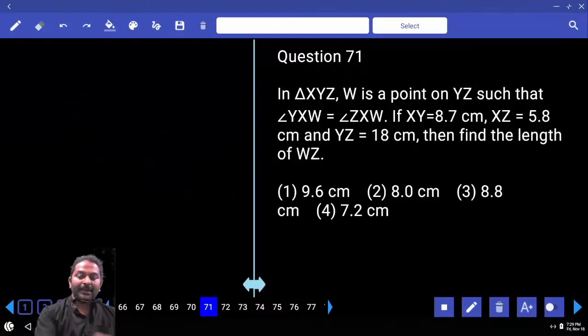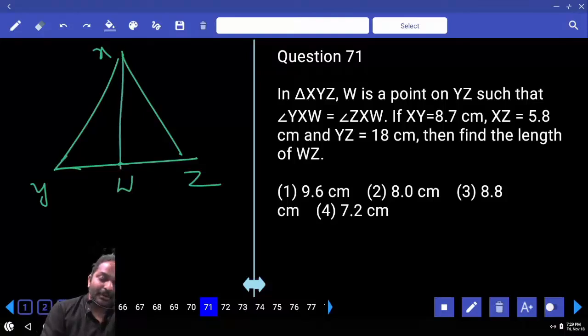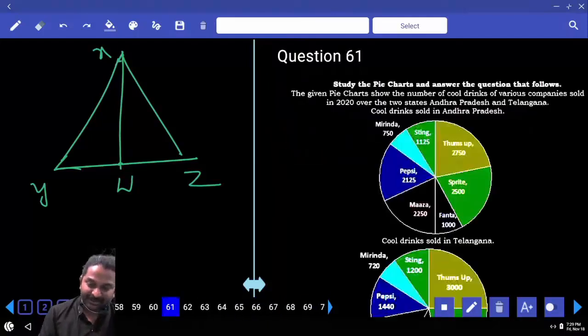In triangle XYZ, W is a midpoint on YZ such that both are equal. XYZ, W midpoint. Angle YXW and angle ZXW. These two are equal. Already we have covered one such type of question already.